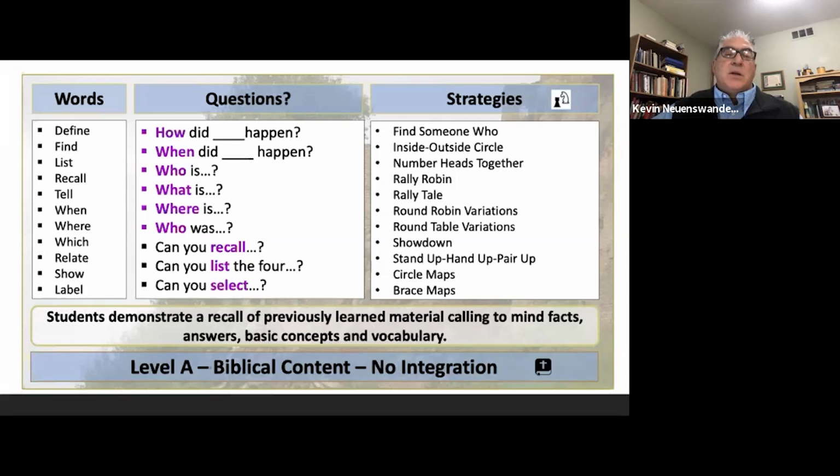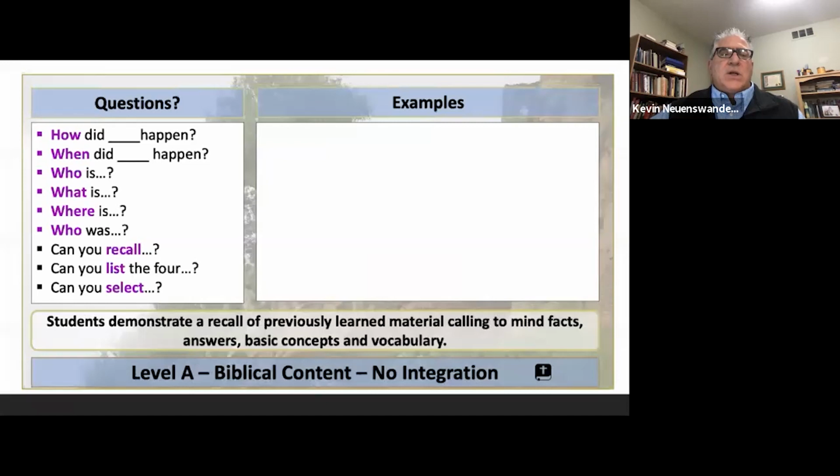So some of the stem question starters: how did what so and so happen? When did this happen? Who is, what is, where is, who was? Can you recall? Can you list the four? Can you select? So those words. Some strategies there: find someone who, inside outside circle, numbered heads together. And you'll see those circle maps, brace maps. So you'll see those on some of the flip chart. So questions there, and here's some of the examples.